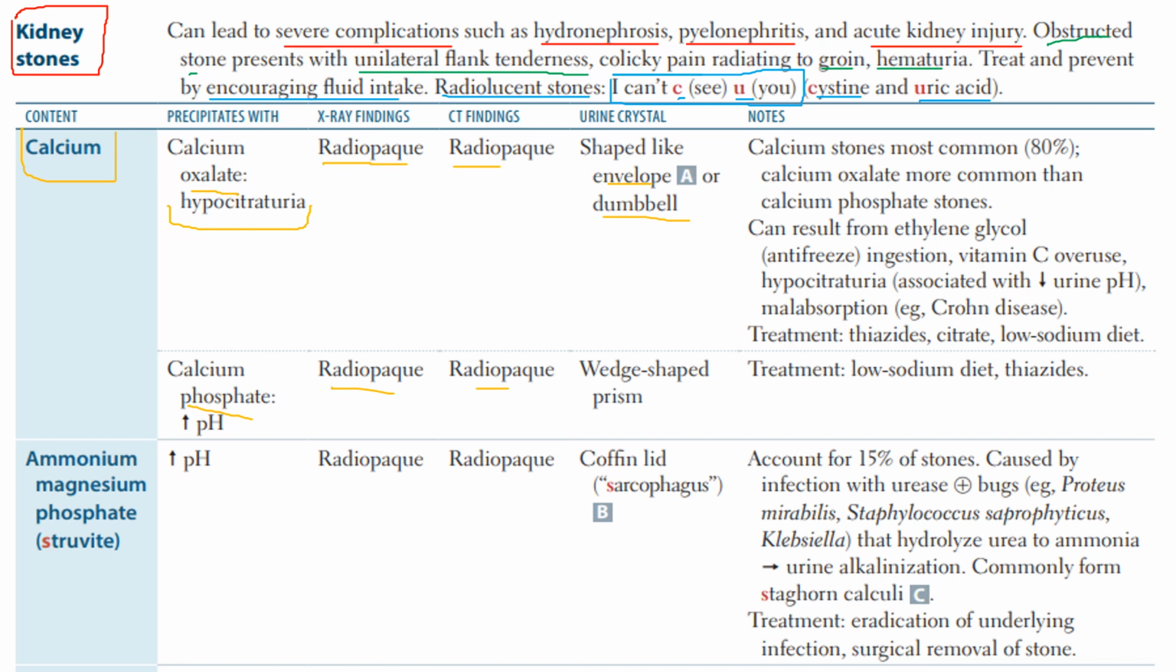Calcium oxalate stones are most common, approximately 80%. Calcium oxalate stones are more common than calcium phosphate stones. Please do remember, as it's very important.